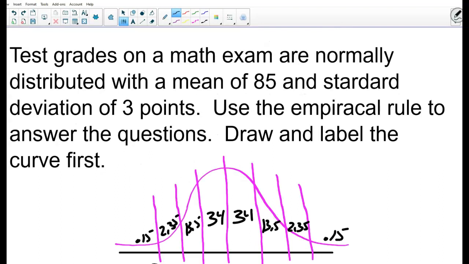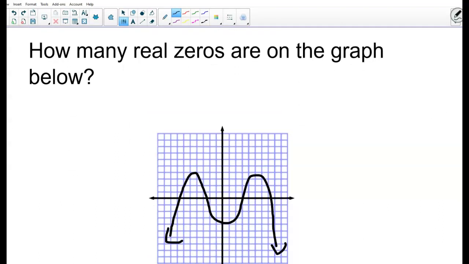It was brought to my attention. I skipped the question. I apologize. I never scrolled it all the way down. How many zeros are on this graph? It couldn't be simpler. 1, 2, 3, 4. Wherever you cross the x-axis, that's your zero.